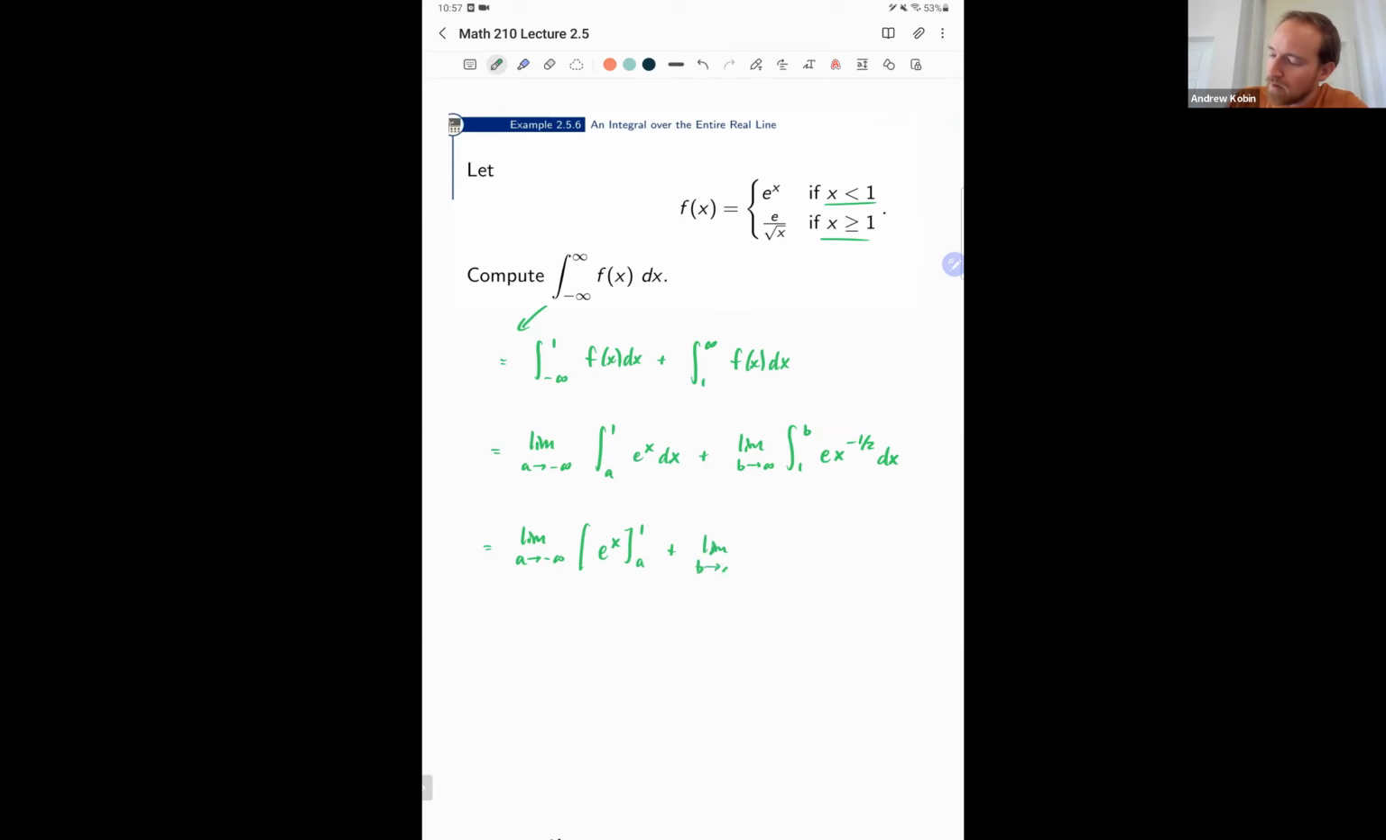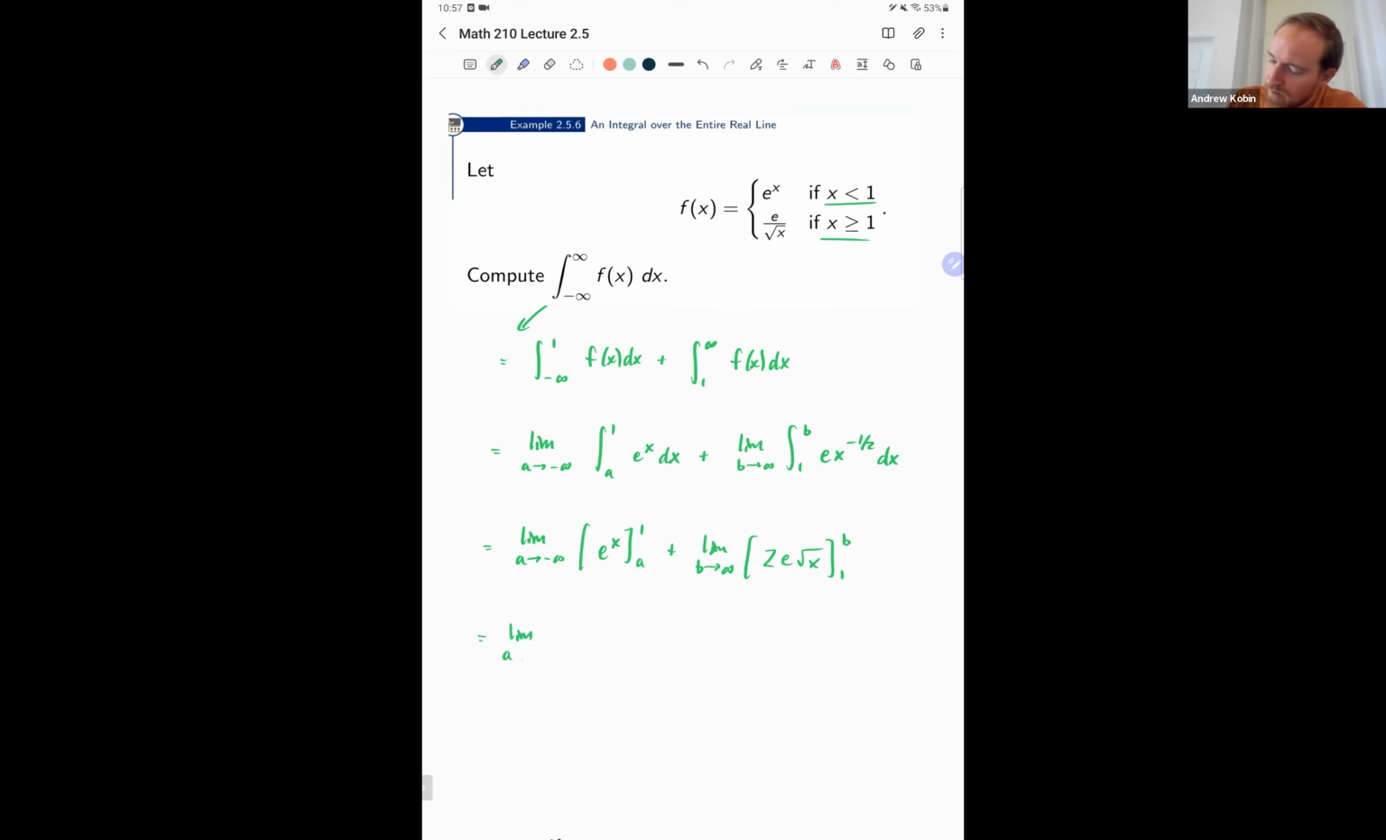Meanwhile, e times x to the minus 1/2. We just integrated x to the minus 1/2 before. That'll give us 2x to the positive 1/2, or 2 times root x, and then e is just a constant here. We'll evaluate this from 1 to b.